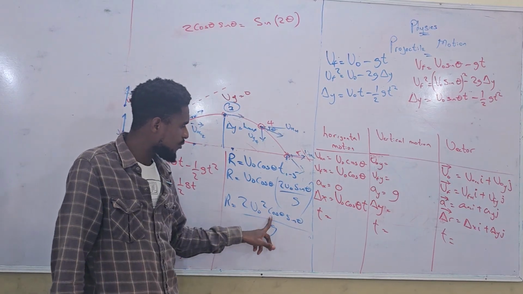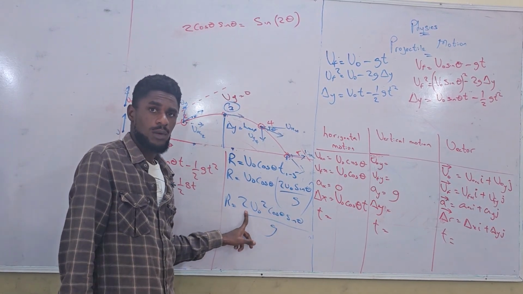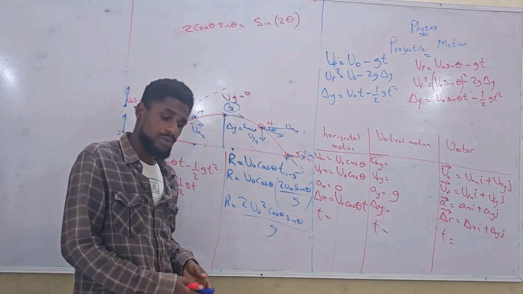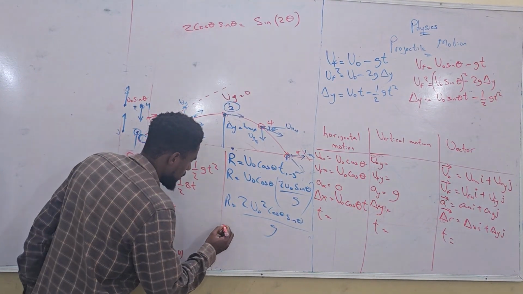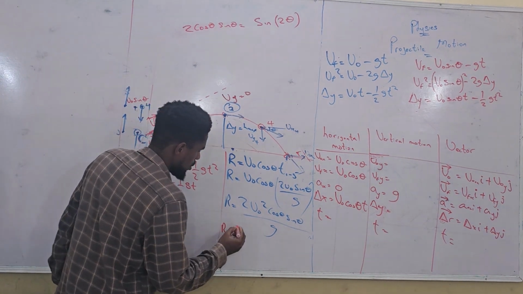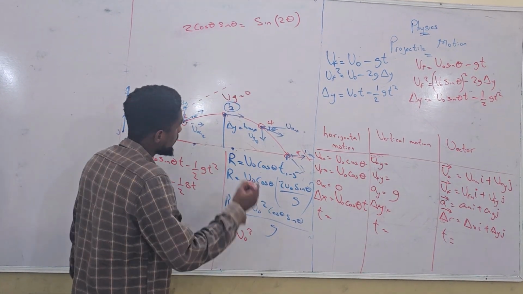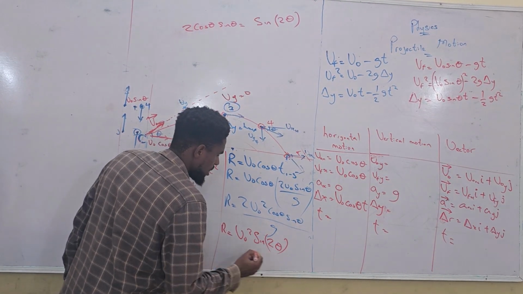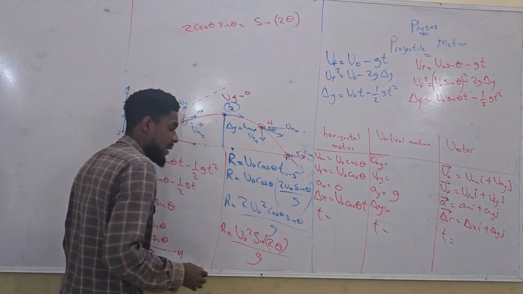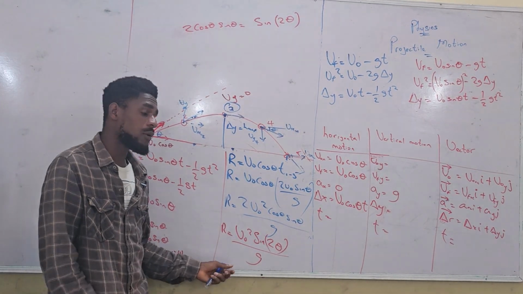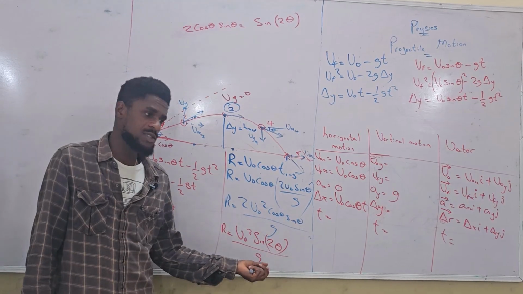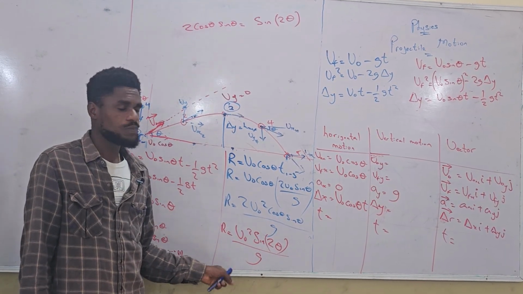Now, what do I have here? I have cos theta sine theta, I have 2. So what can I do? Can I write it and say sine 2 theta? Obviously, yes. So I can now say R is equal to V naught squared sine 2 theta, everything divided by g. And this is the formula for our maximum horizontal displacement or range.